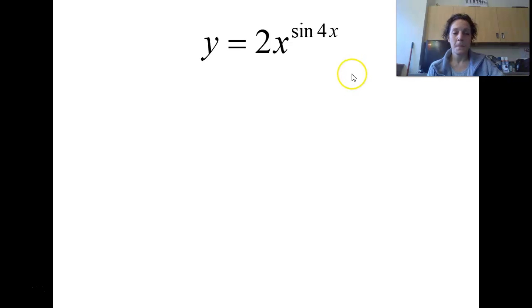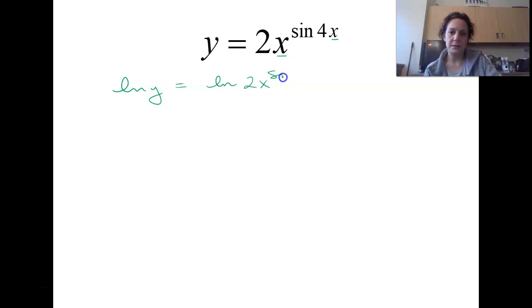Okay. All right. So in this case, I have y equals 2x to the sine 4x. So again, you may notice, look, variable in the base, variable in the exponent. It's screaming for logarithmic. So the first thing I'm going to do is take the natural log of both sides. The ln of y equals the ln of 2x to the sine 4x.